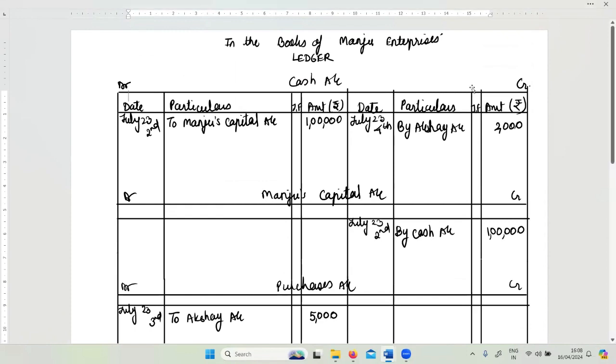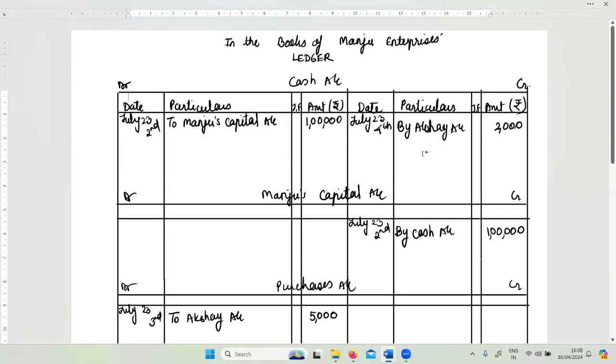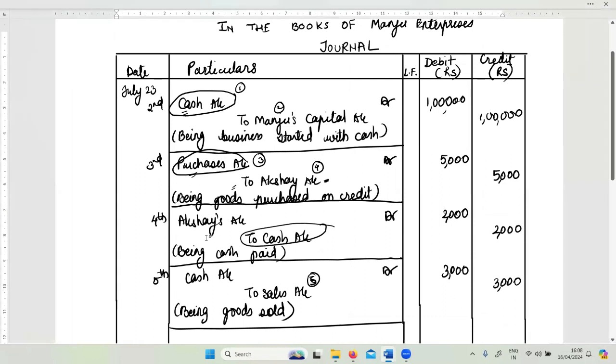Fine. So we paid. So one part of that payment entry, Akshay's account debit, was taken care of. The credit side of that transaction was related to cash. So I wrote on the credit side of the cash account and the remaining part of the transaction was written. Right. So Akshay's account I've written here. Now this completes our third journal entry.